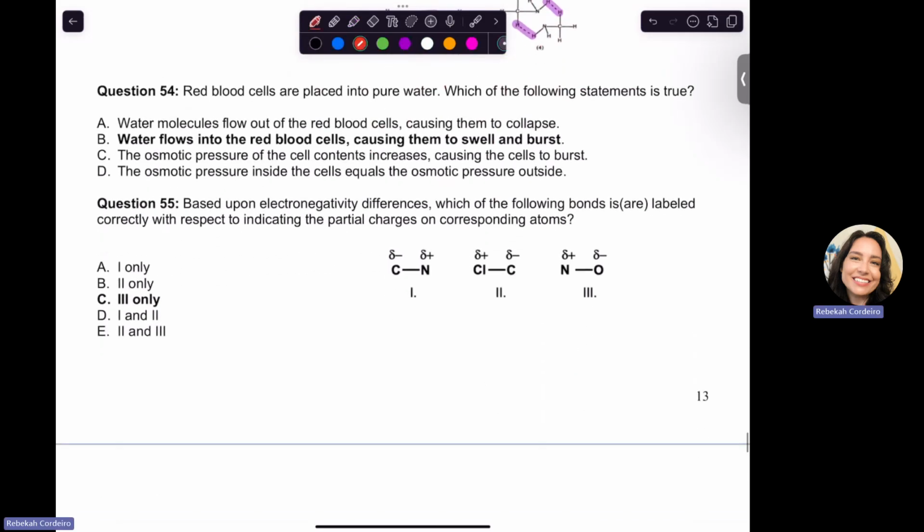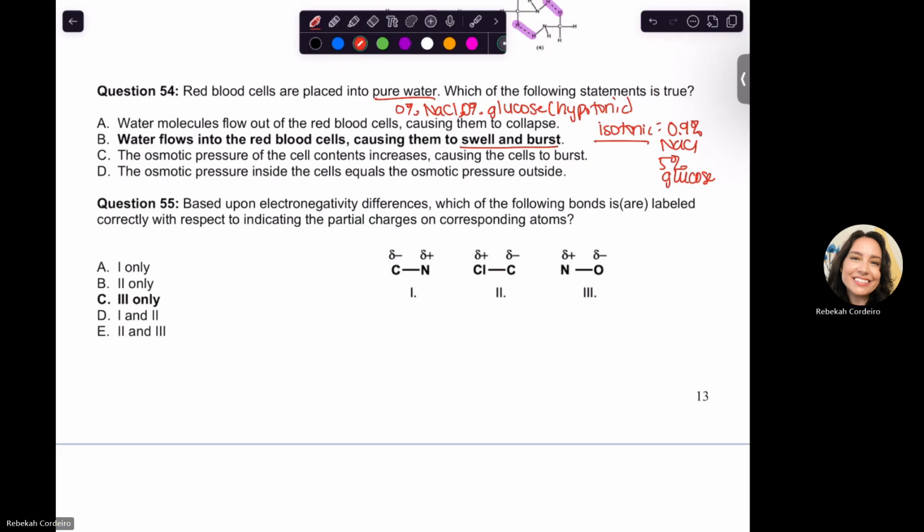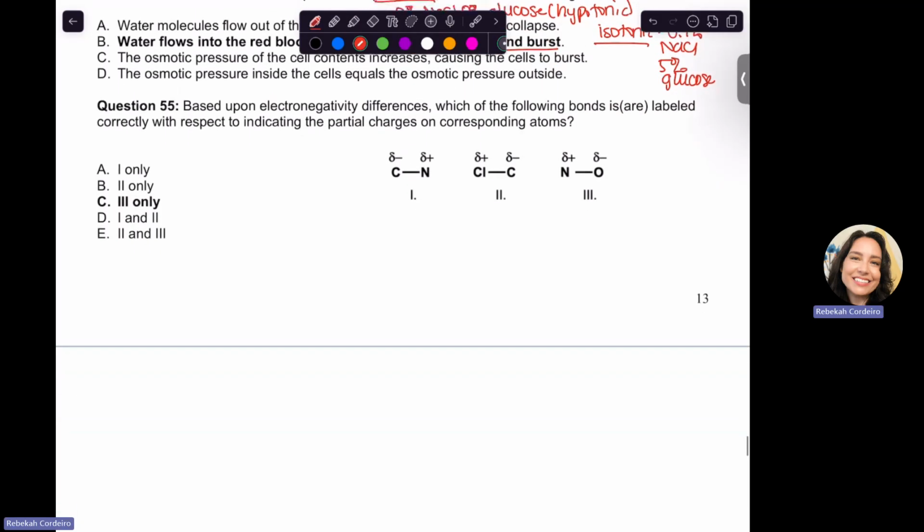So red blood cells are placed into pure water. Pure water is 0% sodium chloride and 0% glucose. So that's hypotonic, because isotonic is 0.9% sodium chloride and 5% glucose. So anything less than that is hypotonic. That O in hypotonic means it's going to be swelling, because the water is going to flow into the cell because it's more concentrated in the cell. Look back at notes for that if you need some help.